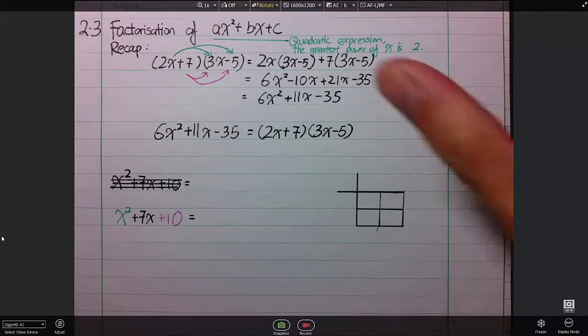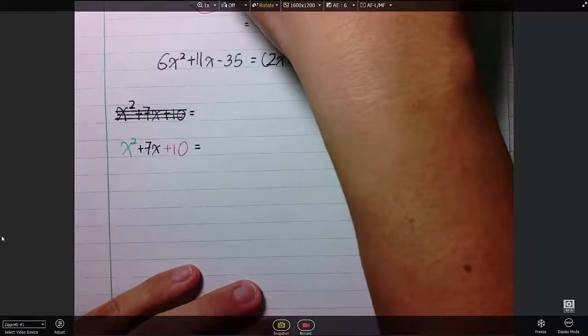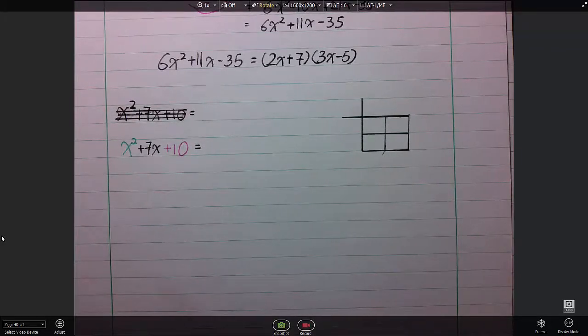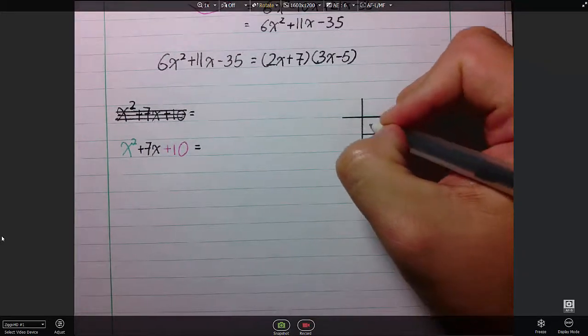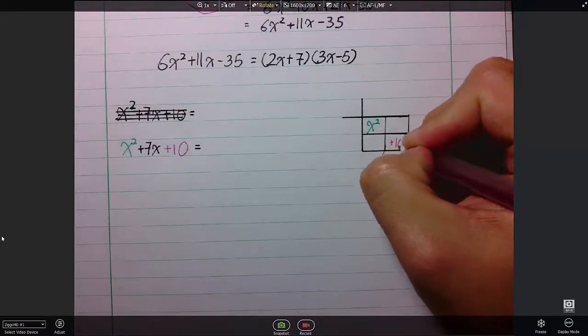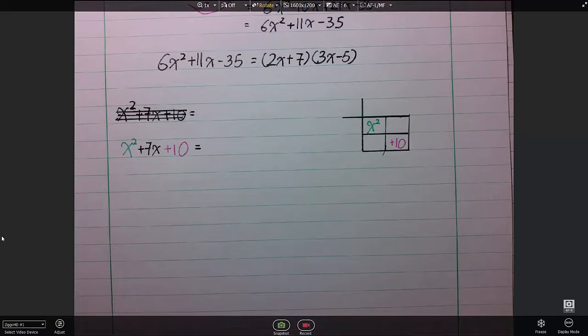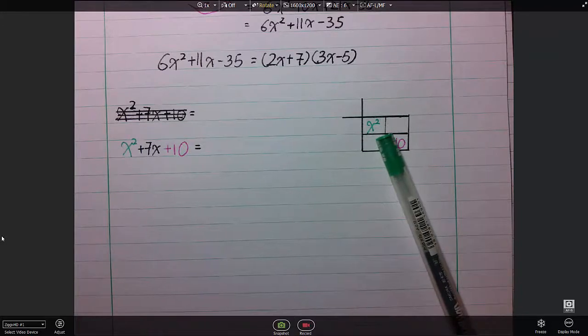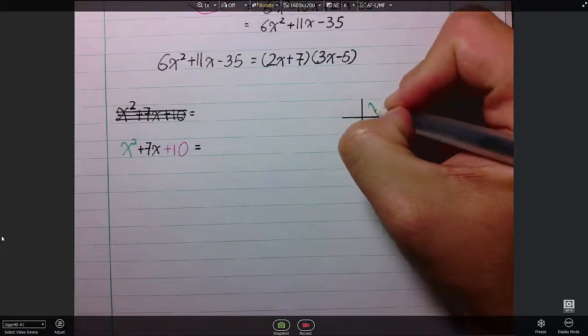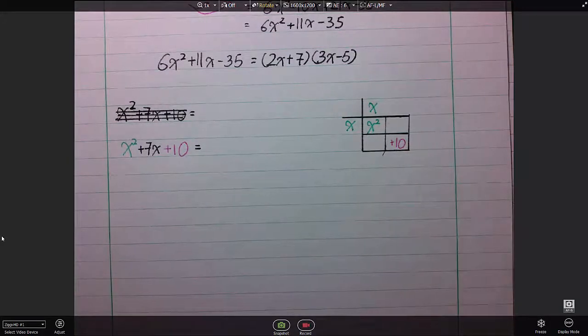Without much further ado, let's begin with a simple example: x squared plus 7x plus 10. You notice that I have put x squared and 10 in green and pink for a reason. We will now remember our good friend, the multiplication frame. First I'll write down x squared, and I'll also write down the plus 10 here. Now we work backwards. Because factorization is a reverse process of expansion, we ask ourselves, x squared, how do we get x squared? What multiplied by what gives me x squared? Simple enough: x multiplied by x gives me x squared.